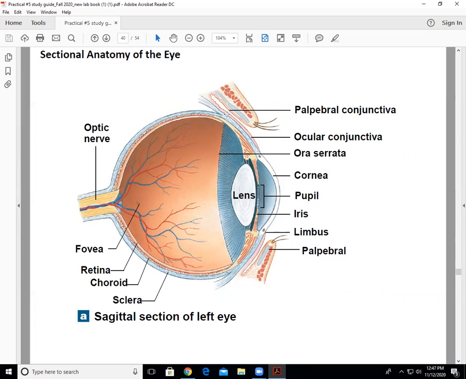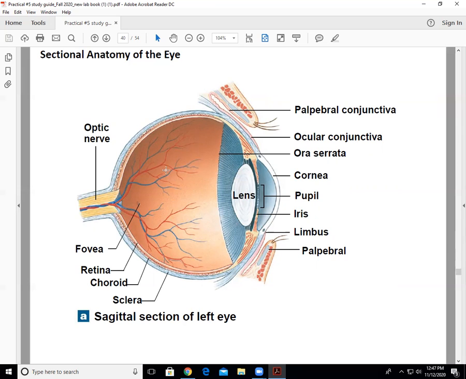So again, you can see the palpebral conjunctiva well here, and then the ocular conjunctiva. This area looks like a lot of lines. It's serrated, like a serrated blade. It's the ora serrata. Here's your lens, your pupil, cornea, again the iris. This little corner there is the limbus.